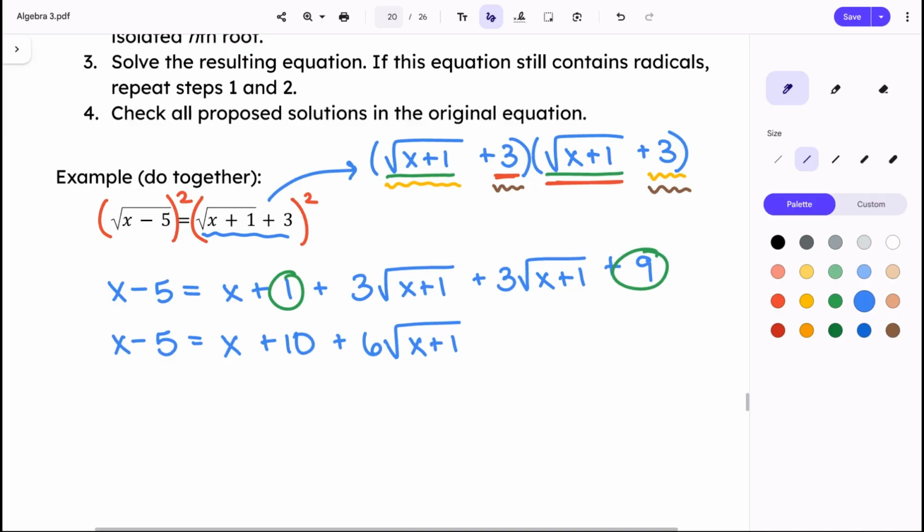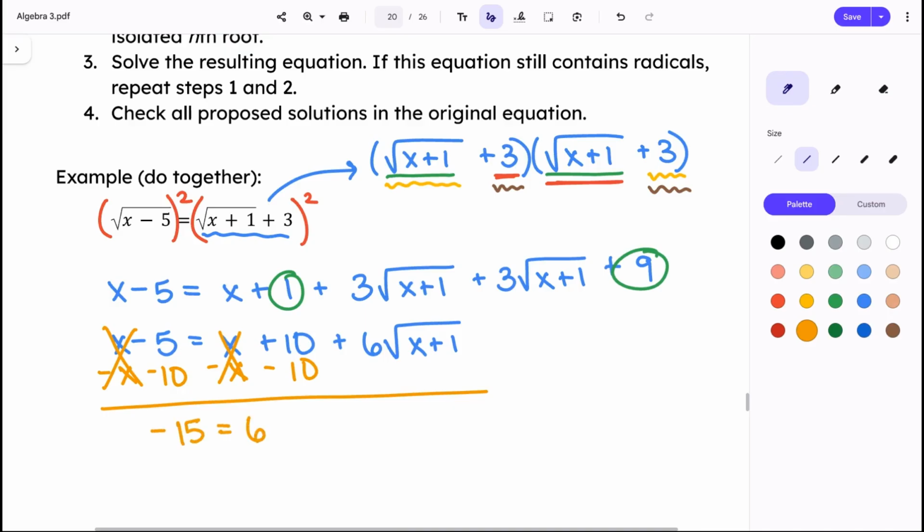Okay, now let's try to get terms over to the other side. So what's going to happen if I try to do this here? If I try to subtract this x, what happens? Cancels out on both sides. If I subtract the 10 over here, what happens? Negative 15. So I have negative 15 equals this 6 times the square root of x plus 1.